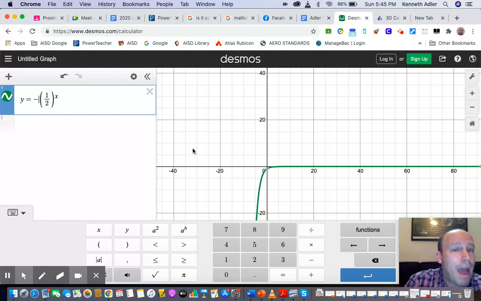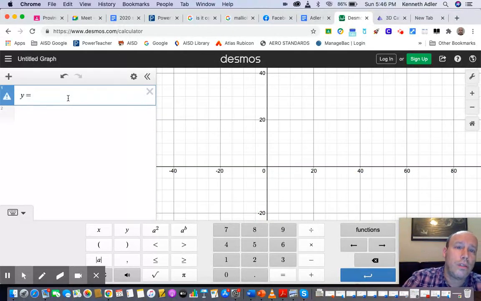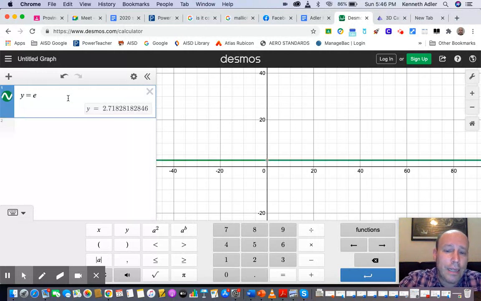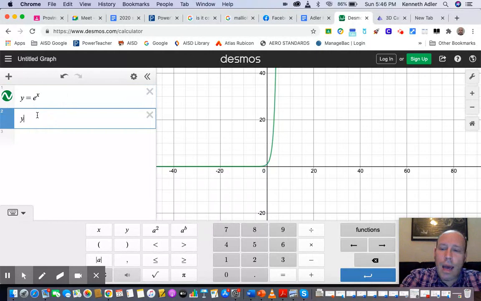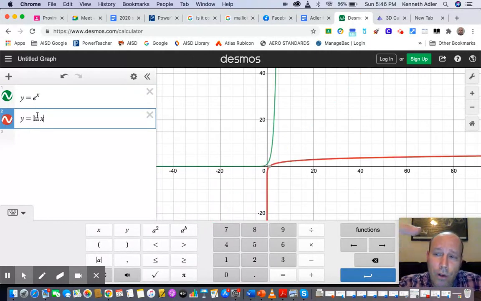What else? ln of x. Well, hold on for a second. So we have e to the x. This is an exponential function. The domain is x is all reals, and the range is y is greater than 0. If I look at the logarithms, you might have learned last year that the domain of the function is the range of the inverse. So the range of logarithms is everything.